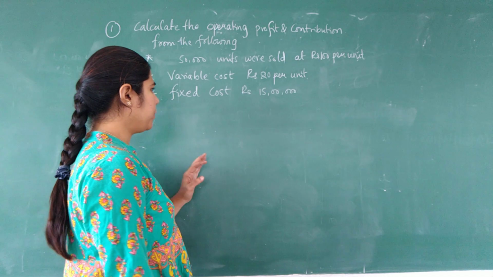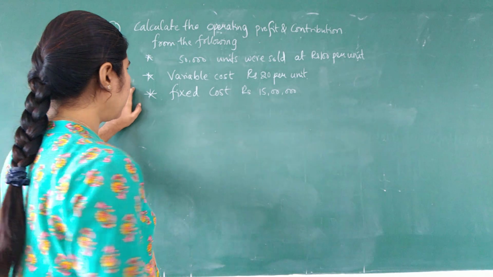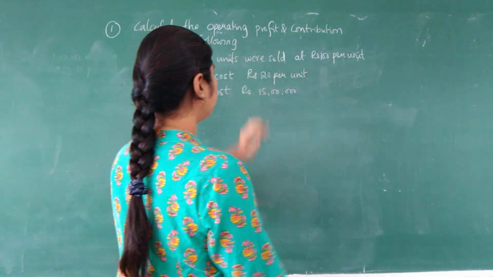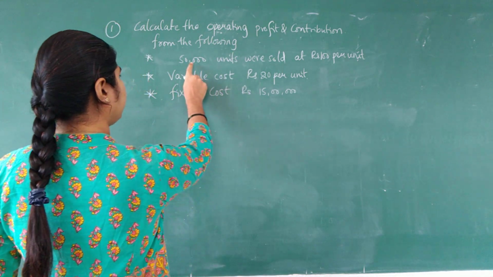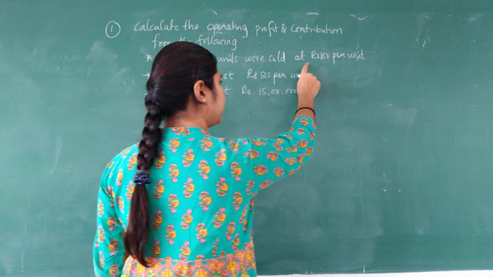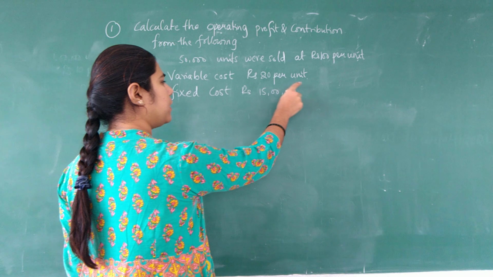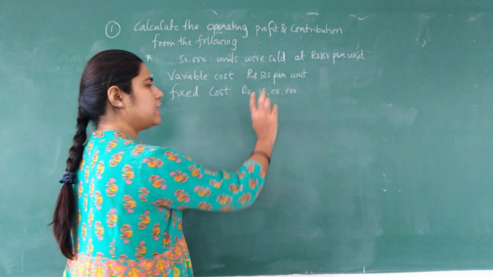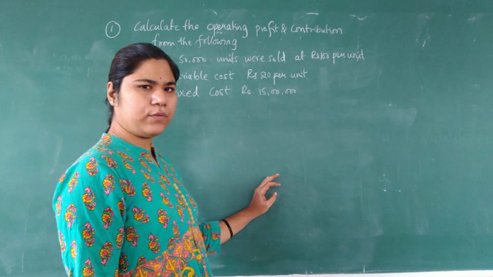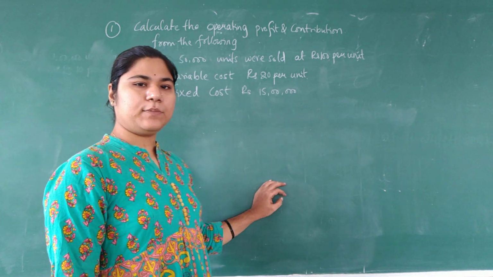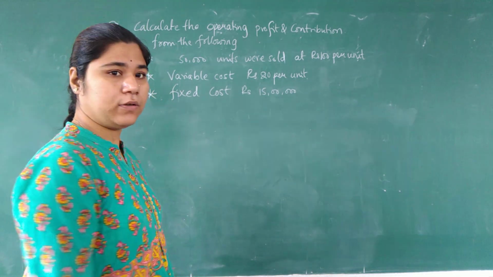Now let us see the second problem. The problem is very similar to the one we previously saw. That is, calculate the operating profit and contribution from the following. What they have given: 50,000 units were sold at rupees 100 per unit, the variable cost is rupees 20 per unit, and the fixed cost is rupees 50 lakh. Now we already know how to calculate the operating profit and the contribution, right? So let us start drawing the table.